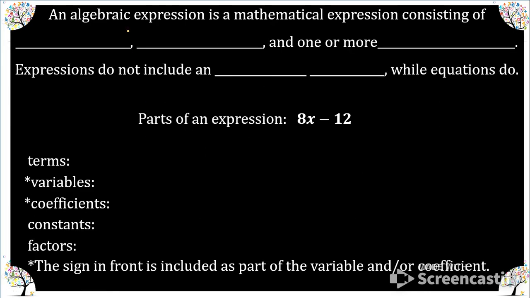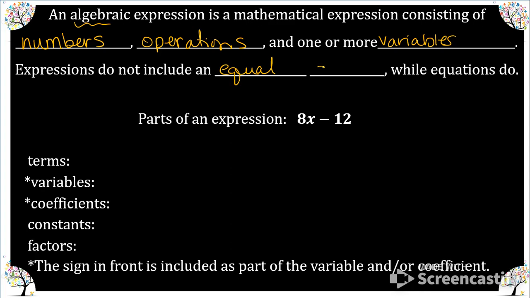So an algebraic expression is a mathematical expression consisting of numbers, operations, and one or more variables. That is an algebraic expression. Expressions do not include an equal sign. That would be considered an equation. So now let's take a look at the parts of an algebraic expression.